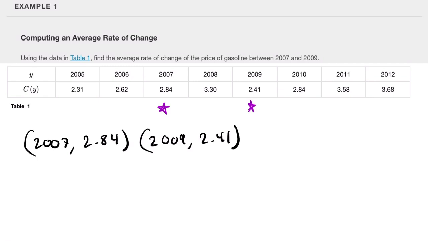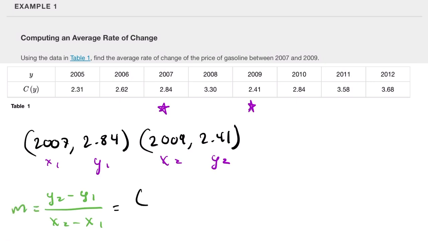Okay. So whenever I have an ordered pair like this, even though I know it's year and cost, I generally just like to automatically label it x1, y1, x2, y2, right? And then the average rate of change is essentially the slope. And so I'm going to use my y2 minus y1 over x2 minus x1. So average rate of change is the slope. Then I'm going to plug in the corresponding components. I don't think we have any negatives to worry about here.